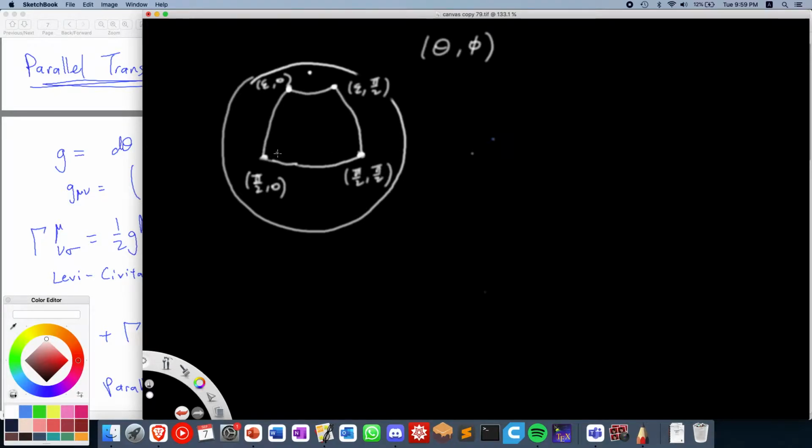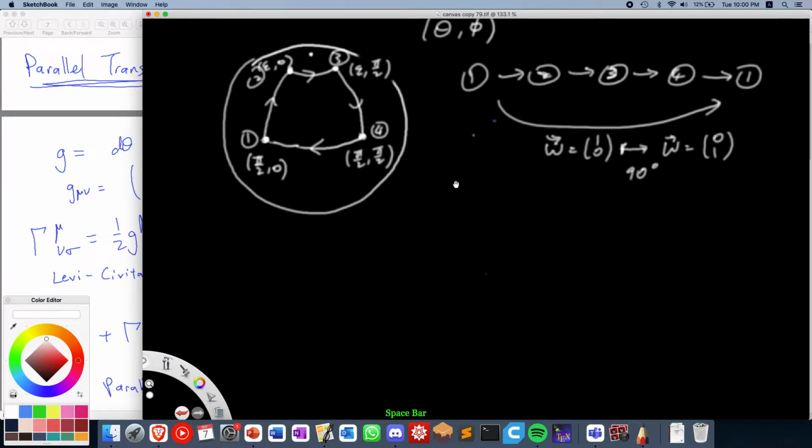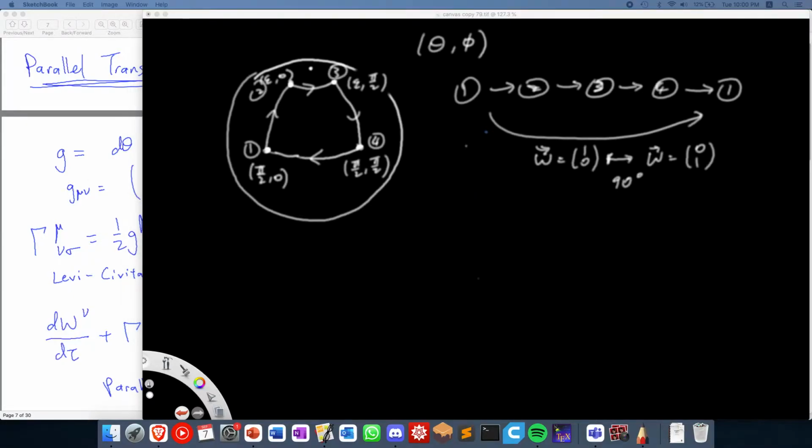So we'll be parallel transporting 4 times from here, 1 to 2 to 3 to 4, and then back to 1. Let's go ahead and do this, and we'll see that the whole process will have rotated the vector, which we'll denote by W, from W equals 1, 0 to W equals 0, 1. So it'll be rotated by 90 degrees, right? And that will be proof that this metric on the two-sphere in fact has some sort of curvature.